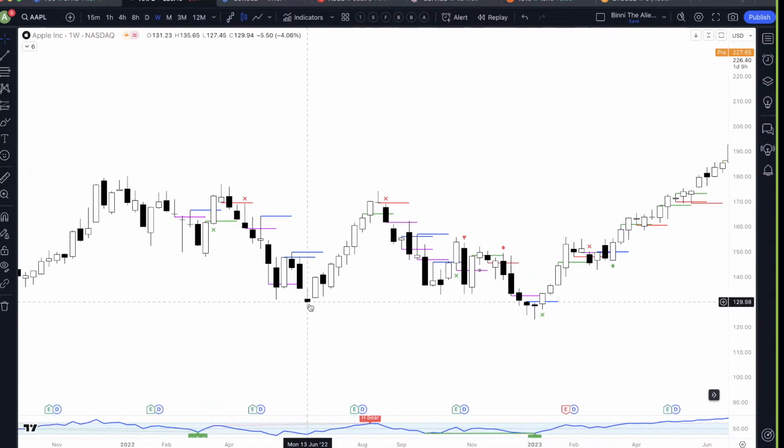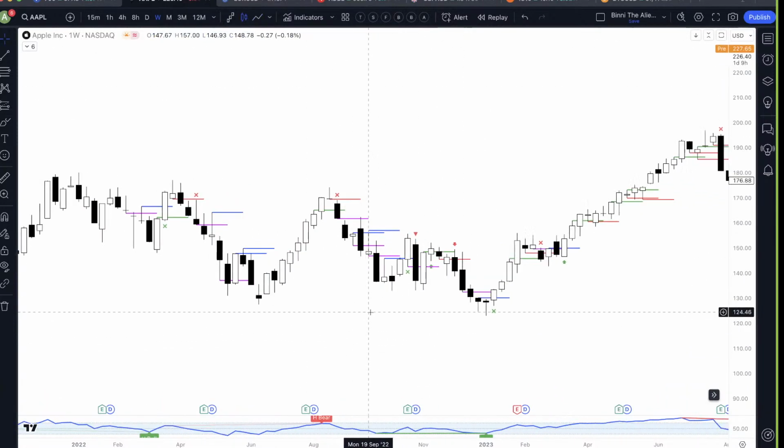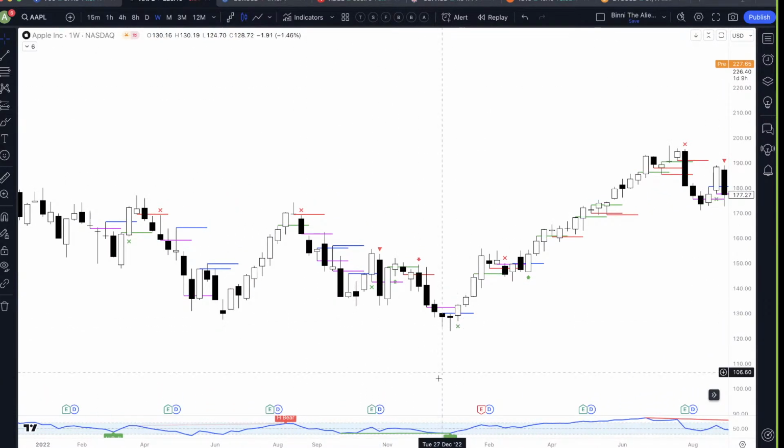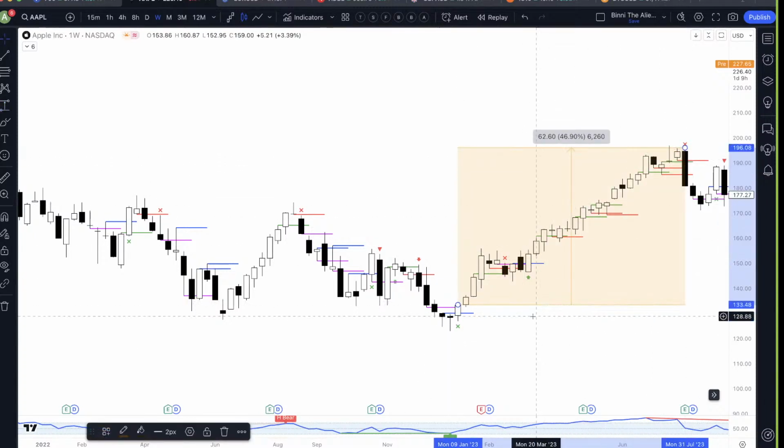Now, if you want to see that double tap, it's easier if you switch to a line chart. So right now I'm on the line chart. Now you look at this. Apple, from this wash and rinse, if you take the signal all the way to the highest point, moves up by 46%. And you see that it has more white than black. That means it's constantly moving up.